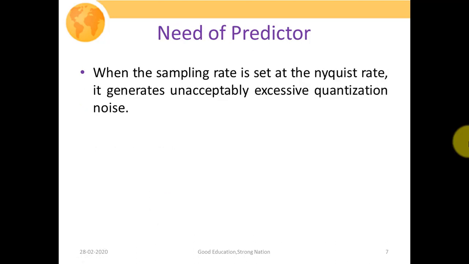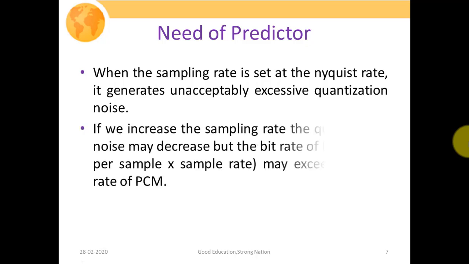Now, after understanding the principle of DPCM, let us understand the need for a predictor, what it is and why we actually need a predictor. It has been observed over our audio and video signals that when the sampling rate is set at the Nyquist rate, that is equal to twice Fm, it generates a very high amount of quantization noise.